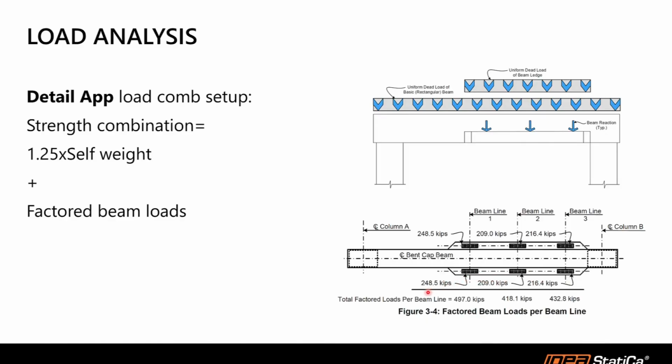So in our case, in the Detail application, the self-weight can be calculated automatically. And then once you apply the self-weight for the strength load combination, we need to multiply that self-weight, or that dead load, by a factor. And we're going to use 1.25 per AASHTO. Then, because we're going to use the factored beam loads, we don't need to add a factor. They already have that factor included in the total load here. So we're going to use a factor of 1 only, okay?